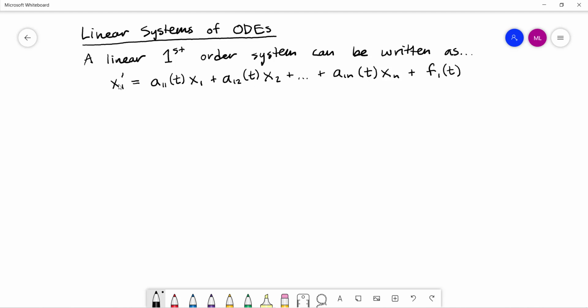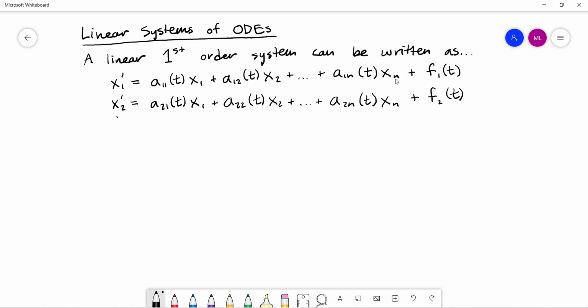It turns out that our x1 function that we're trying to solve for doesn't only depend on x1, it also depends on x2 and x3 and x4 and so on all the way up to xn, where those are all functions that we're trying to solve for. And we have to have a bunch of equations for each of them. So we'll have a second equation, x2 prime. And x2 prime can depend on x1. It can depend on x2, and it can depend on all the ones in between up to xn, plus some sort of non-homogeneous term over here.